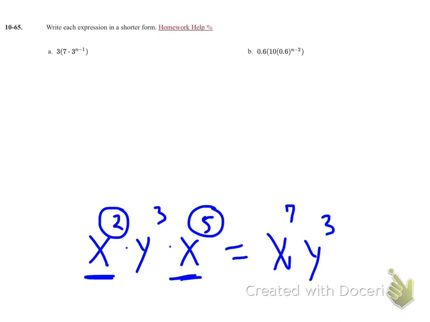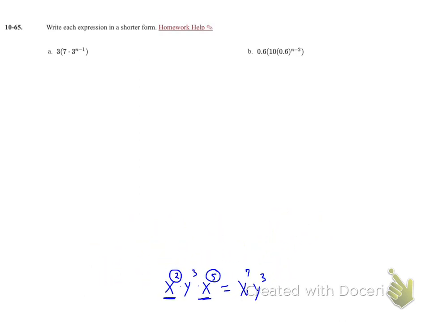So when you look at this first problem, you have a 3, it's 3 to the first, times 7 times 3 to the n minus 1. The sets of parentheses here don't really matter because 3 is being multiplied by that set of parentheses, and there's only multiplication inside the parentheses as well. If this was an addition symbol, not a multiplication, it'd be different.